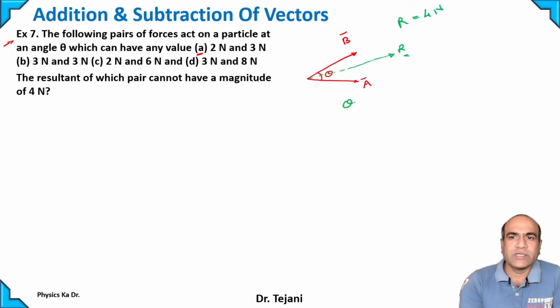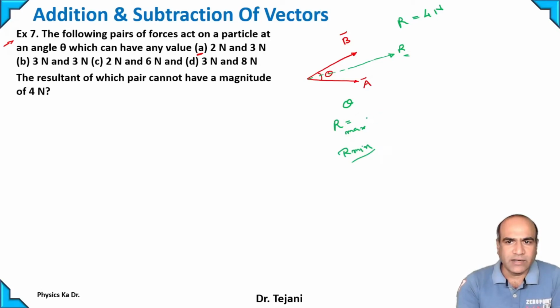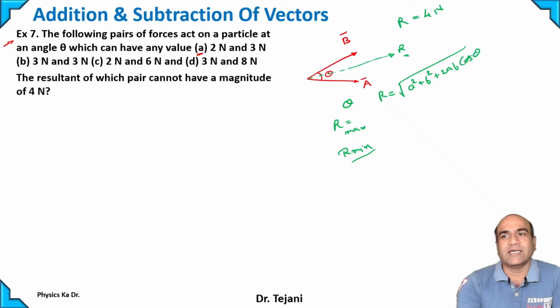Since theta is not given, therefore we need to consider R as a maximum value or minimum value to find out the range of the entire R. So what is the equation of R? That is R is equal to under root A square plus B square plus 2AB cos theta. This is our equation, right? So we know that when theta is equal to 0, cos theta is 1. That means R is equal to A plus B, that gives us the maximum.